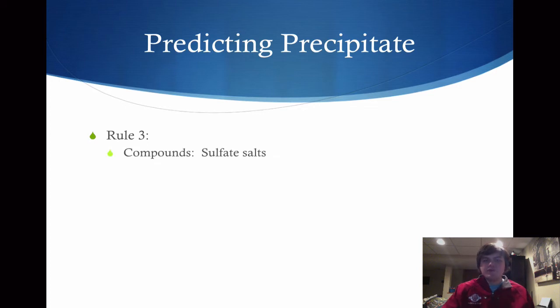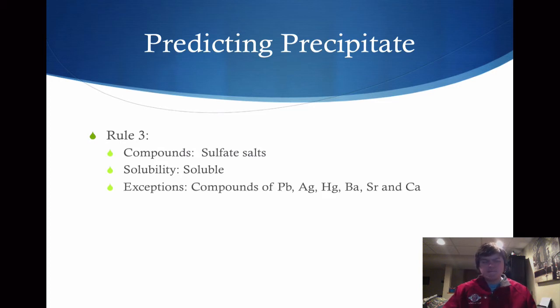Rule 3 refers to sulfate salts. These are generally soluble. There are exceptions, though: 6 different chemicals that we need to consider. Lead, silver, mercury, barium, strontium, and calcium. These are not soluble. So if you have lead sulfate or silver sulfate, that is not going to dissolve in water.